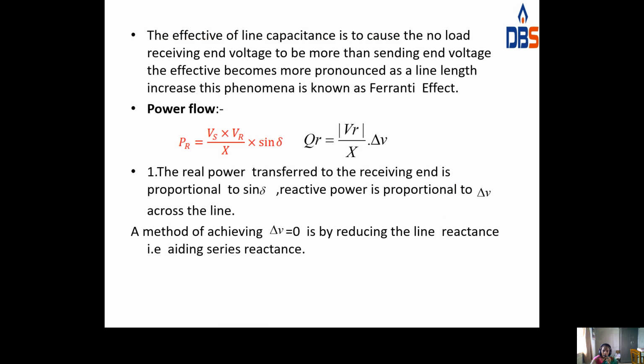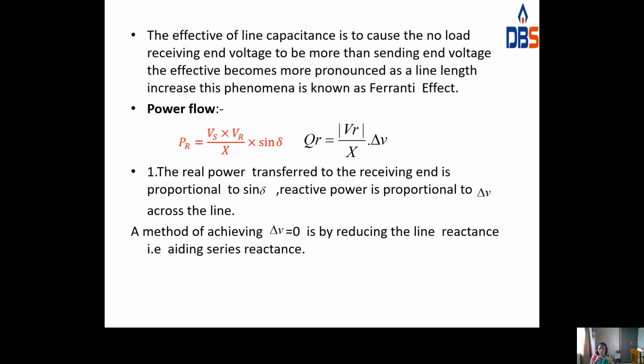So the effect of line capacitance is to cause the no load receiving end voltage to be more than the sending end voltage. This effect becomes more pronounced as the line length increases. So at no load the receiving end voltage will be more than the sending end voltage. This phenomenon is known as the Ferranti effect.